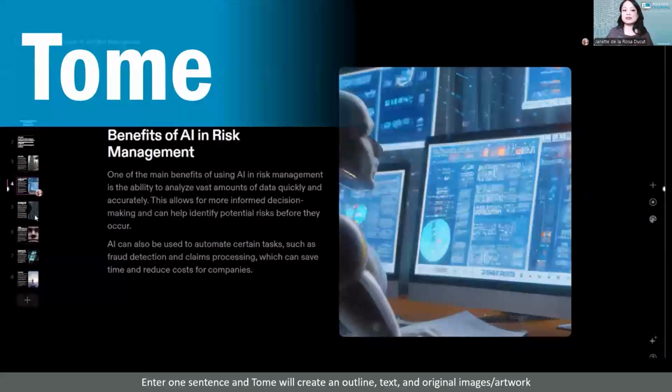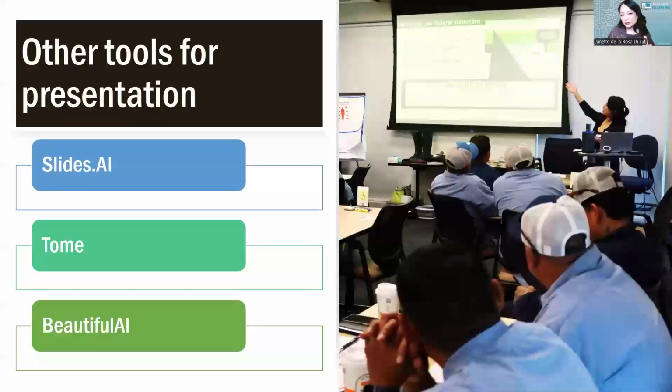You can create a presentation by just entering one sentence, and an AI like Tome will create an outline, text, and original images and artwork. So AI can help you with presentations, and there are actually many, many tools that can help you. So other tools include Beautiful AI. So Slides AI, Tome, and Beautiful AI can help you present.